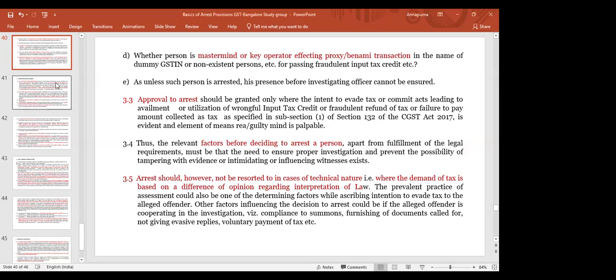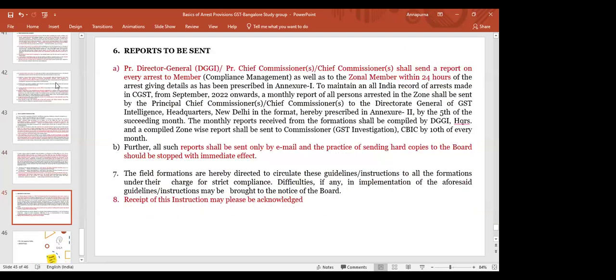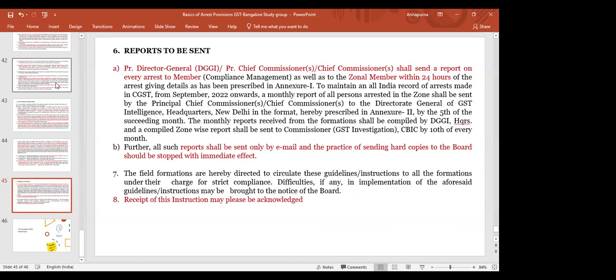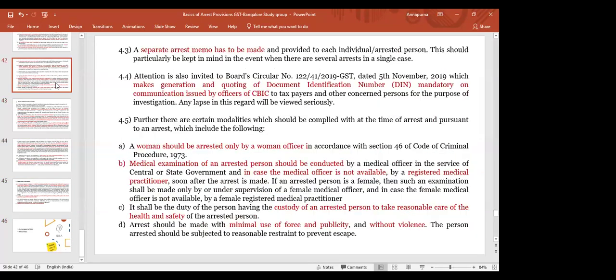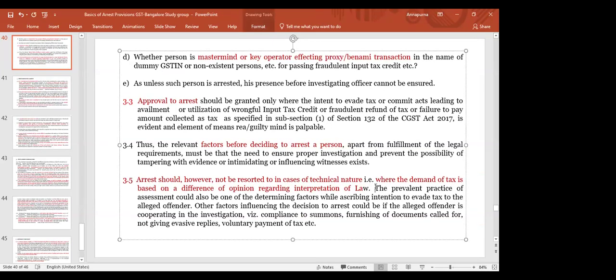When it is subject to the interpretation of law, where is the question of intention to evade? Here look at the ingredients of 132. Everything is fake. No interpretation of law. There only interpretation of fact. If it is interpretation of law, there is no 132.